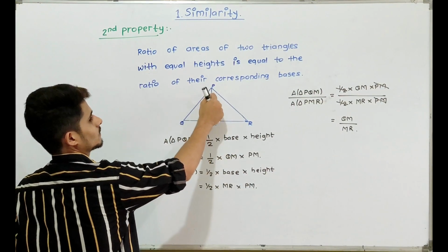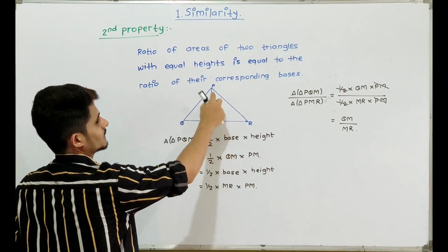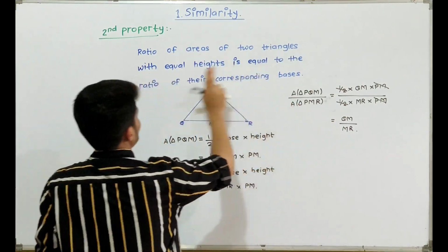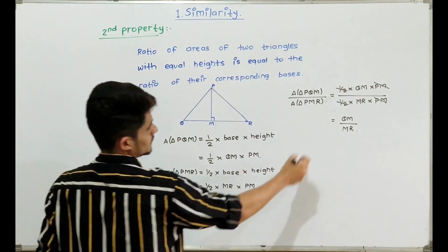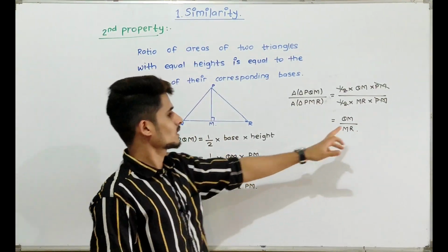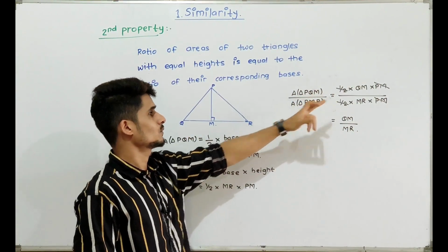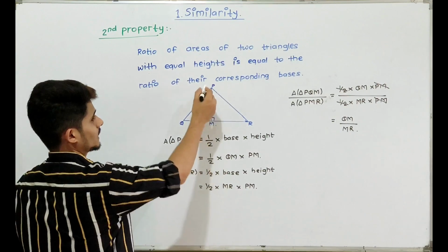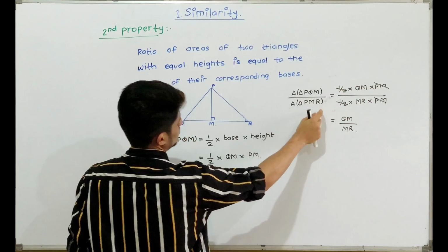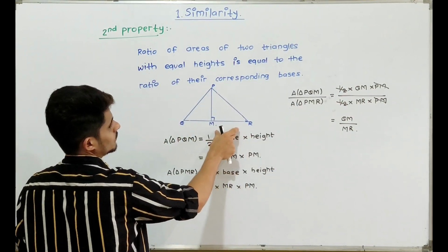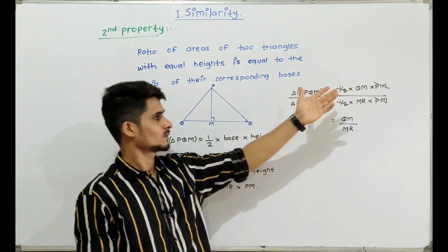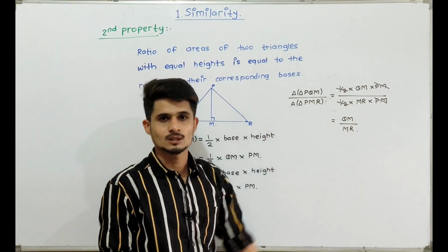We have equal height for both triangles, that is PM is the height for both triangles, so the ratio of their areas is equal to the ratio of their corresponding bases. Corresponding bases means the base for the area of triangle PQM is QM, and similarly the base for the area of triangle PMR is MR. So according to the property, we have solved an example which is easy to understand.